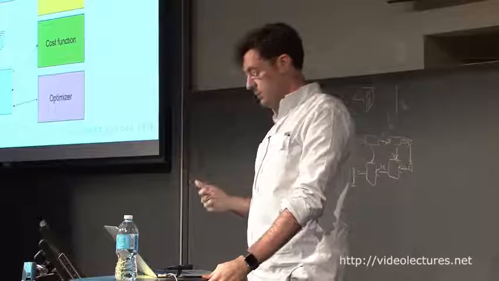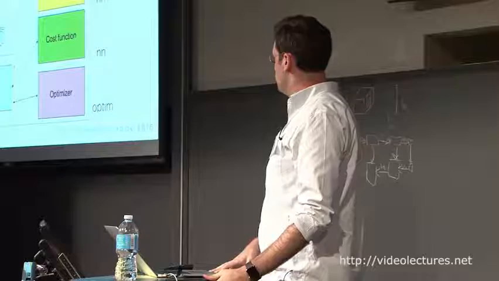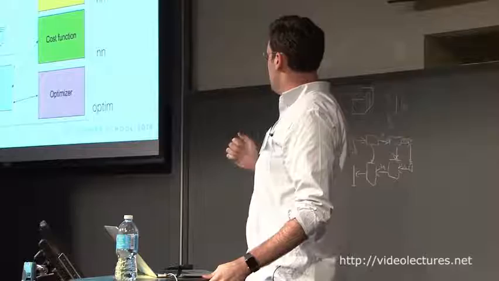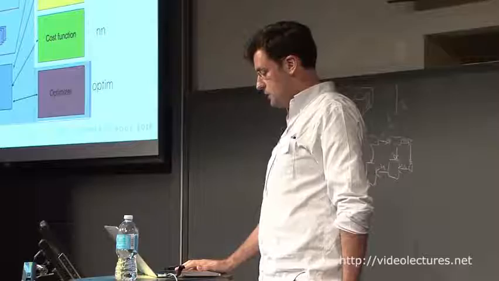And in the Torch ecosystem, there's three packages that can handle this for you. So Threads, which I won't talk about. NN will handle the specification of your neural network and your cost function. And Optim will handle the optimization of your neural network. So the NN package handles specifying your neural network and your cost function and also calculating gradients.